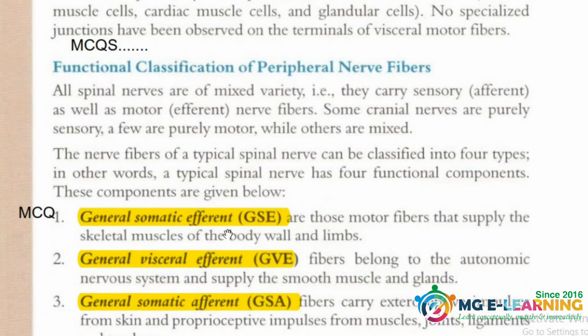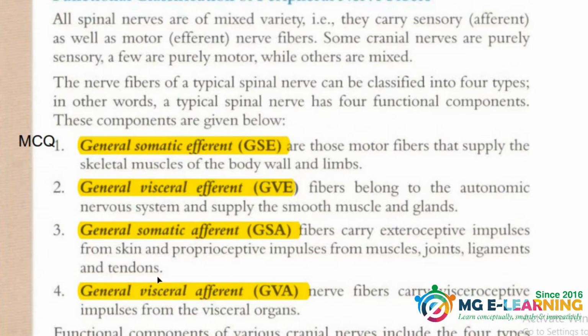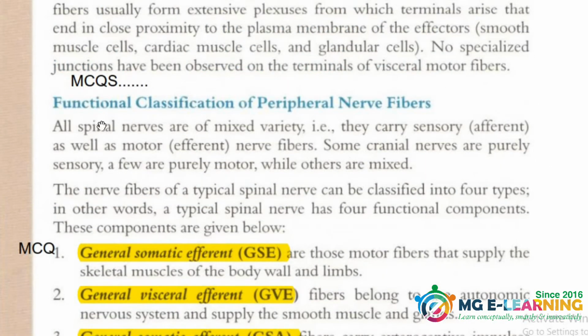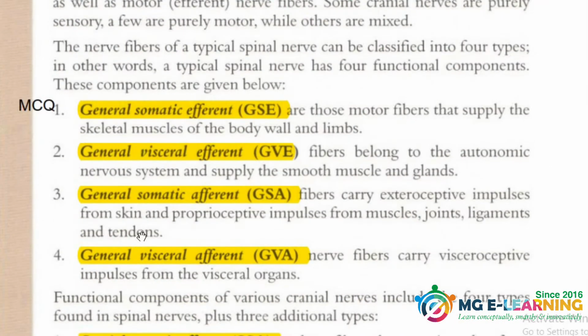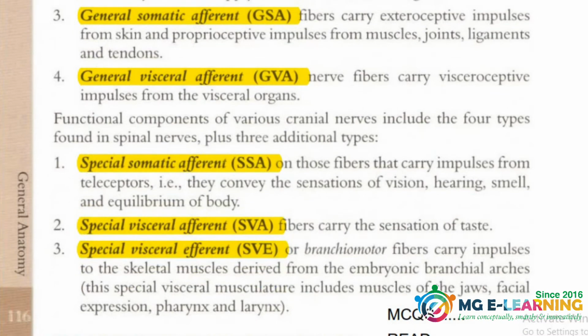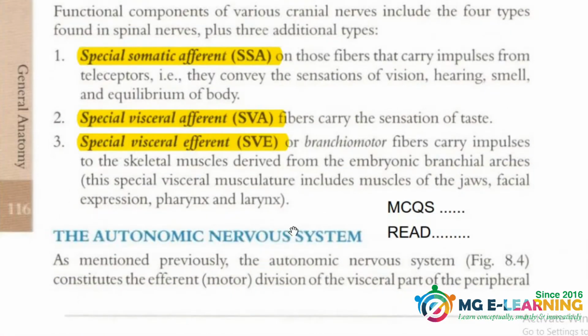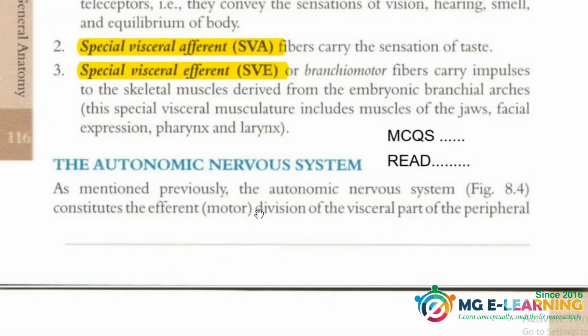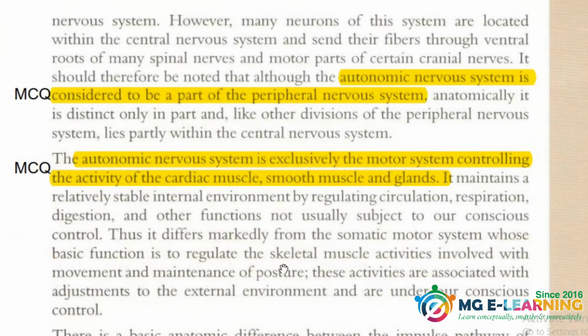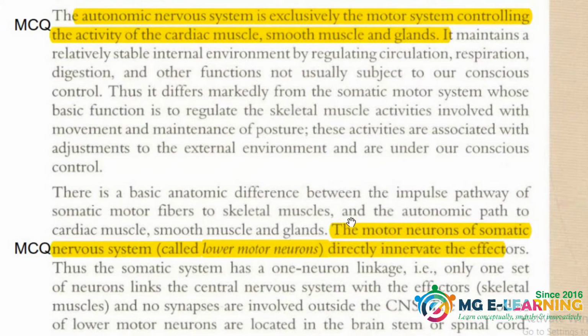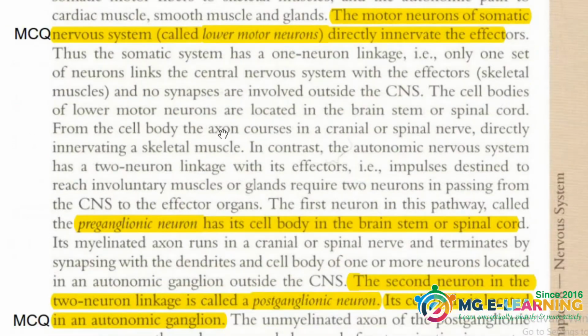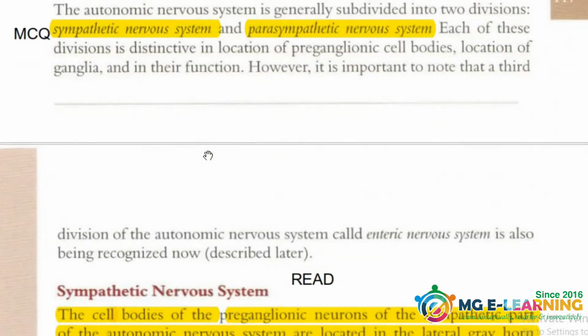Functional classification. This is very important. You need to know all the different types of nerves and fibers. So these are all highlighted definitions which you need to know. They are important for your MCQs. The autonomic nervous system is important. You have to read it thoroughly from your MCQ point of view. And these points, which I have highlighted, are important for your MCQs.